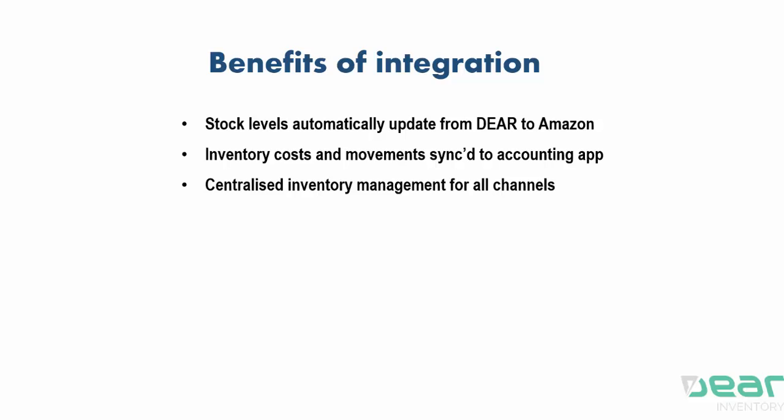So what are some of the benefits of the integration? The stock levels will automatically update from Deer to Amazon, ensuring that both the front end and the back end of your business have consistent inventory quantities. Inventory costs and movements are subsequently synced to your accounting application upon the orders being completed in Deer, and you get a centralized inventory management platform for all of your sale channels.